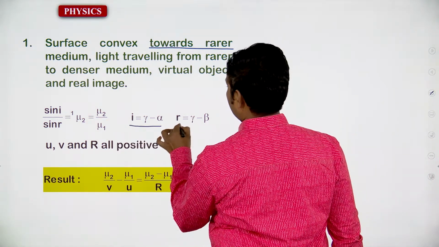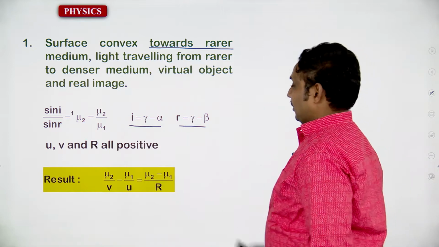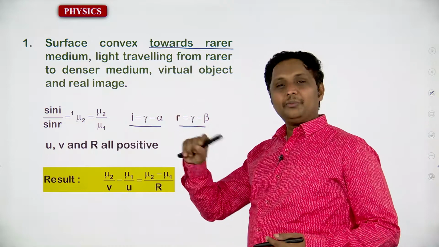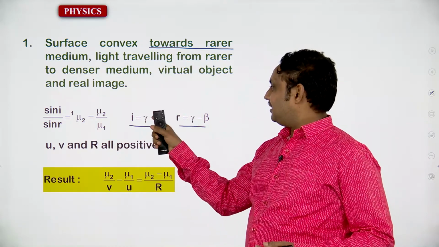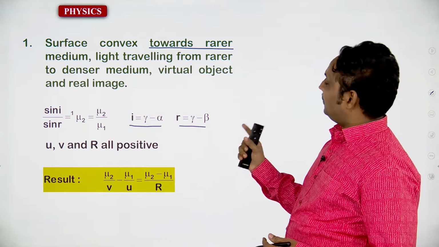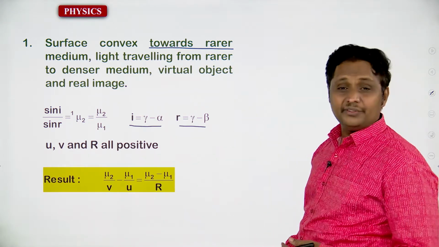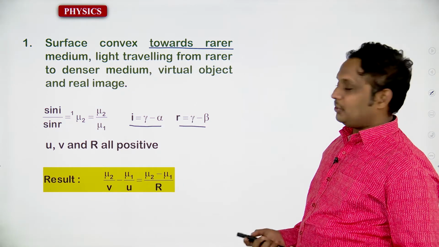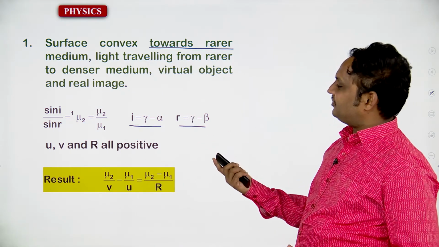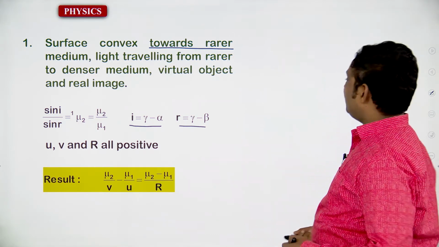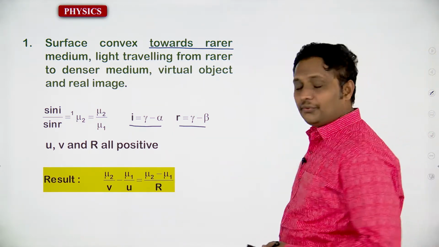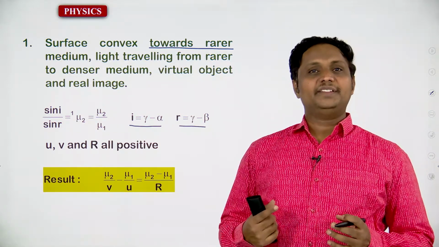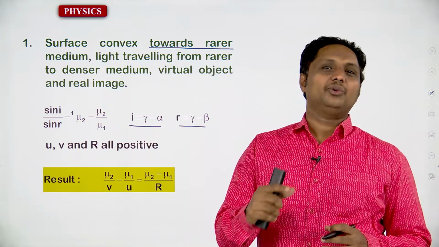You have obtained alpha and beta, and you have identified that relation with the trigonometric function by considering the properties of triangles. So, we will get I is equal to gamma minus alpha, R is equal to gamma minus beta. This is very clear, we can go for that. U, V and all are positive, you have to confirm. Object distance, image distance, and if you get the position of object and image at the correct place, then we can decide whether it is virtual or real.